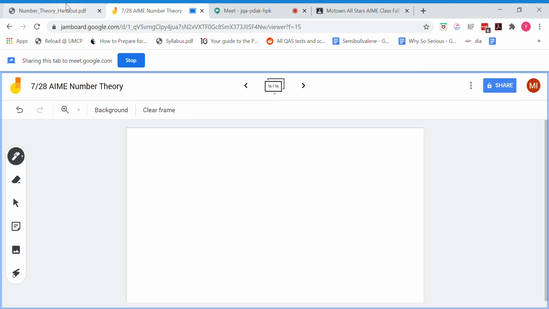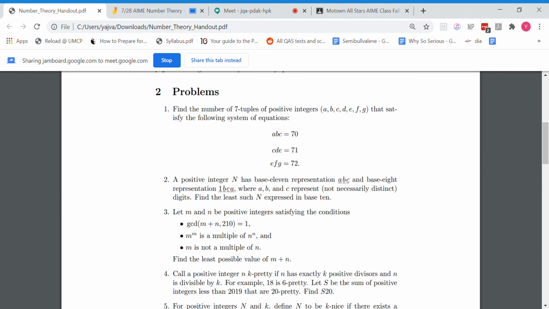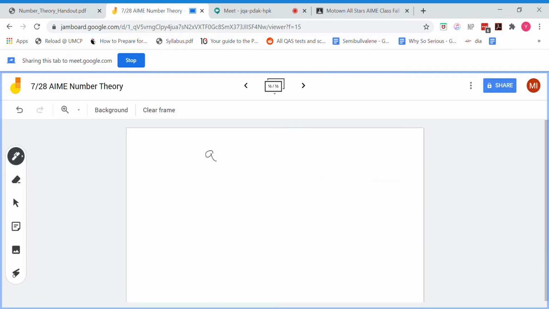Alright, so let's look at the first problem. So find the number of 7 tuples of positive integers that satisfy the following system of equations. So basically we have ABC equals to 70, CDE equals to 71, and DEF equals to 72. So we always want to first try the basic rules of divisibility. Before we go into some of the more advanced theorems that I talked about, we always want to try basic rules of divisibility and prime factorization. Those are going to be our most used techniques.